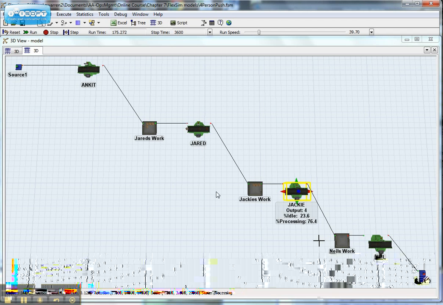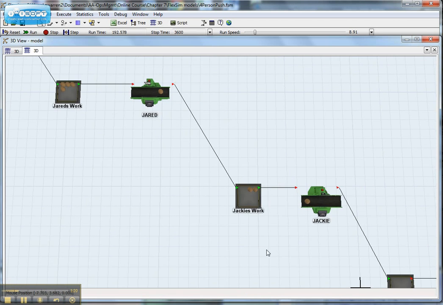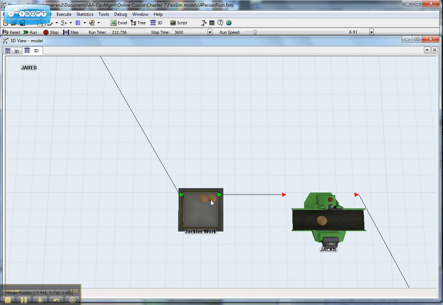We're going to zoom in on Jackie's workstation. And you can see there's build-up work in process in front of her station, and the balls are flowing through. Now, the speed of the simulation can be increased, and if I do increase it, you can see the actual run time up here, and we're going to run it at full 3,600 seconds.